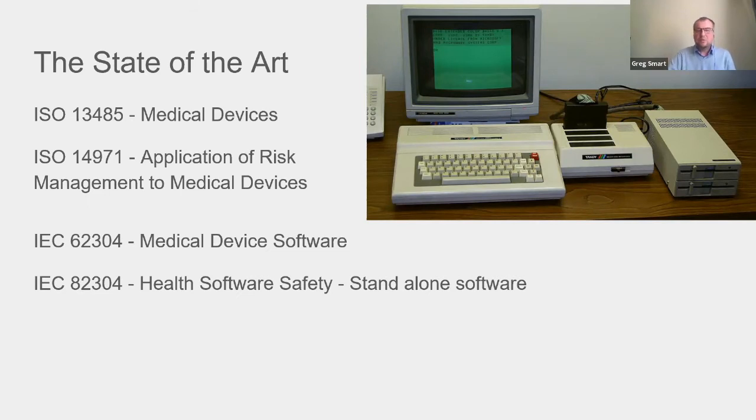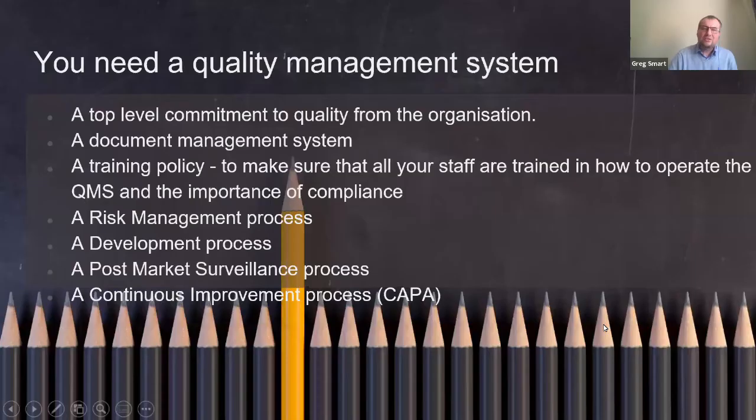If you are to comply with the regulations, you really are going to need a quality management system. So a documented framework that describes the policies and processes that apply, describing how things are done in your organization. And the first thing you would want to have in a quality management system, I think, is some sort of top-level commitment, some sort of management commitment to quality at an organizational level.